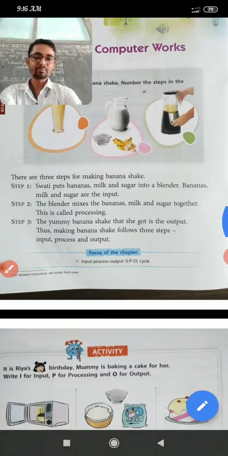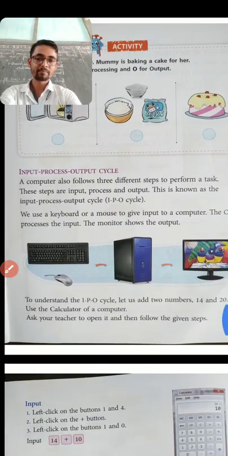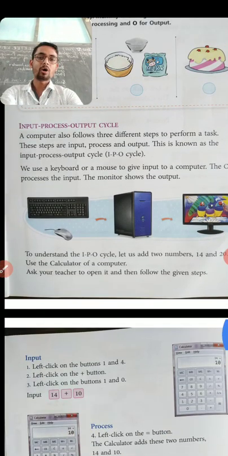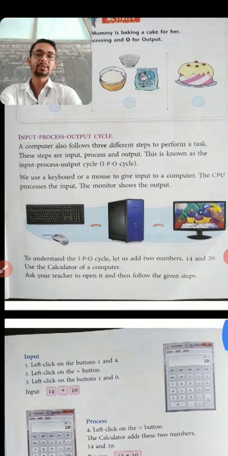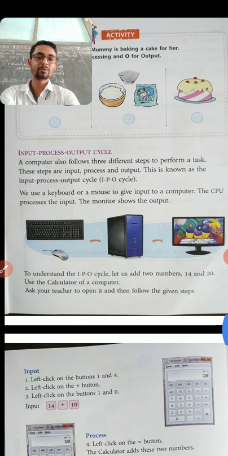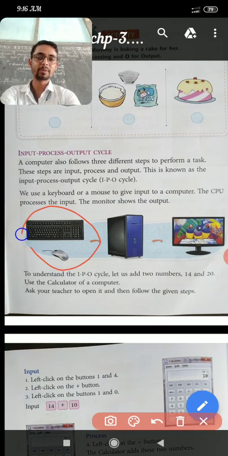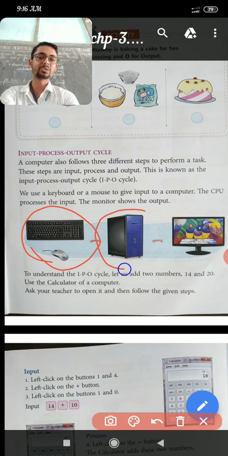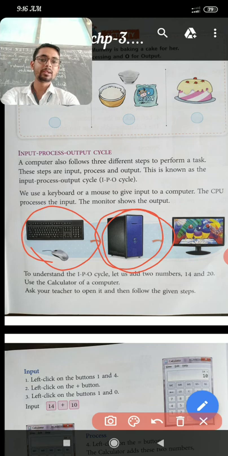Now you can see here the input, process, output cycle. This is the main system of a computer to work. We send input through the keyboard or mouse. These are the input devices, and we send input or data through them. And what happens then? Process. Who processes the data or the input? The CPU box. It processes the input or data, and later we get the result, that means the output, on a monitor or in a printer.